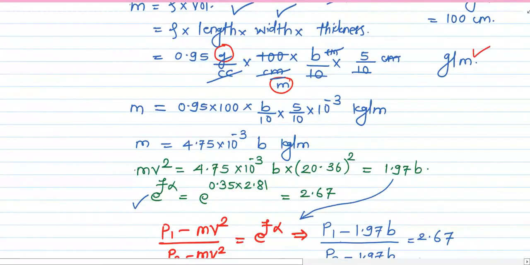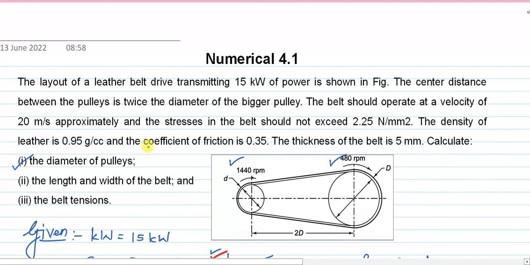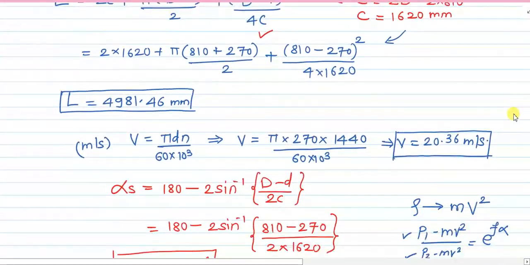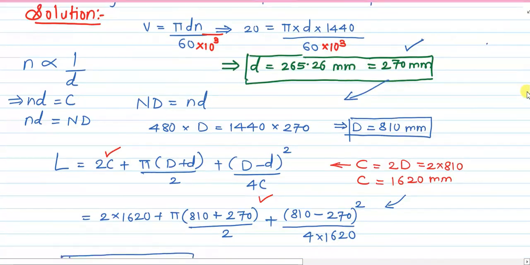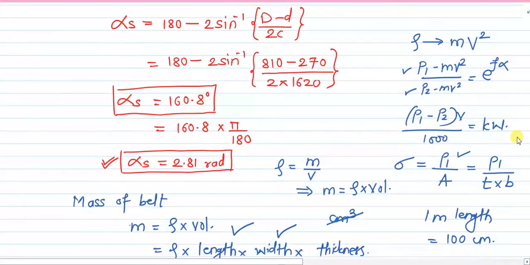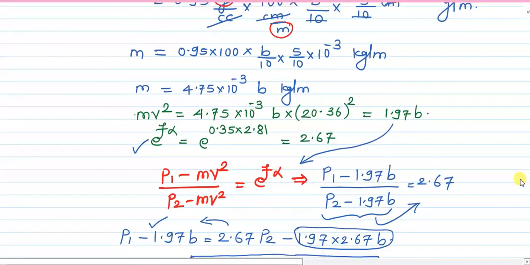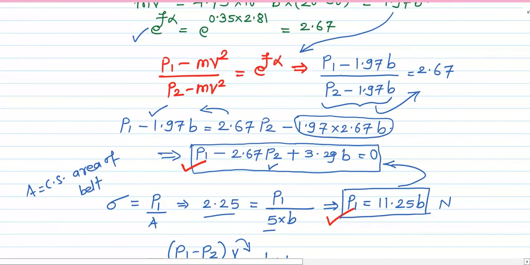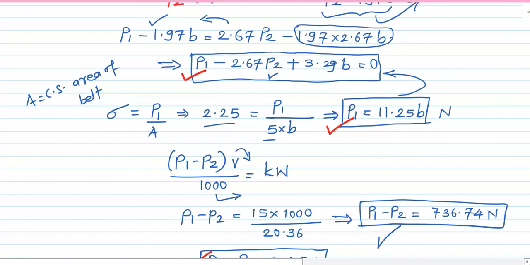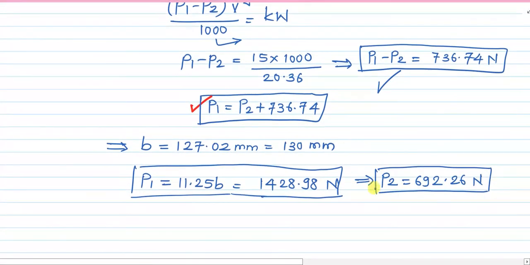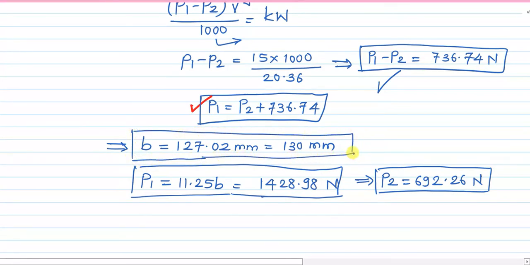So what else was asked? I will just need to check. So we have the length and width of the belt, as well as the belt tensions, which are all the unknown entities required as the solution of the problem. I hope this solution was useful. It was based on the simple understanding that first of all we need to determine the diameters, and then we go for the angle of contact alpha s, then we evaluate the mass of the belt, then we determine the relationship between P1, P2 and B, the width of the belt. So ultimately we can arrive at our three final answers. So width is 130 mm, and P1 and P2 have been solved.